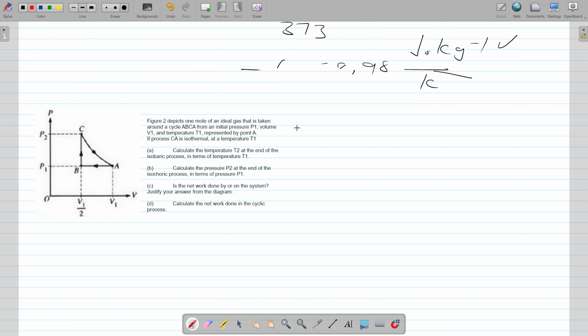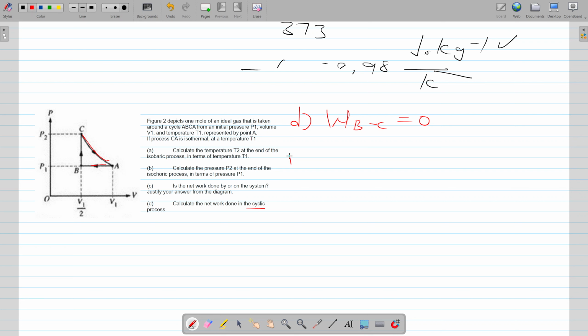For D here, D is going to be a difficult one. Calculate the net work done by the cyclic process. This one requires some differentiation, but I'm going to avoid that. I'm going to say B to C does 0 work. So let me try to demonstrate this. W B to C is equal to 0 because that's isochoric, right? There's no volume change, meaning it does 0 work. So we only need to find the work that is done by this process and also this process.